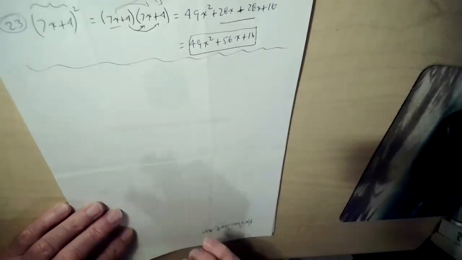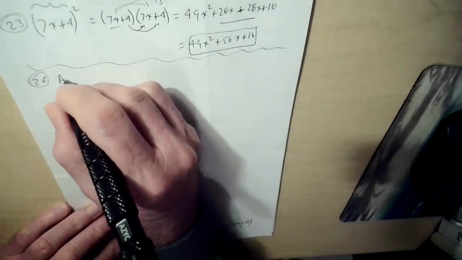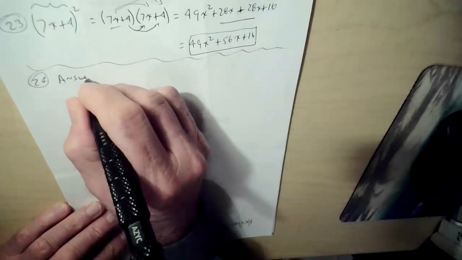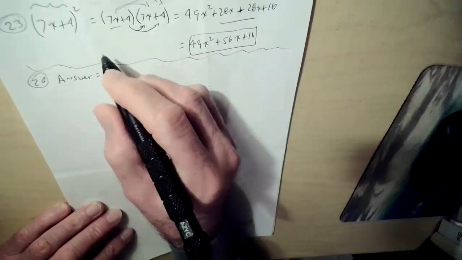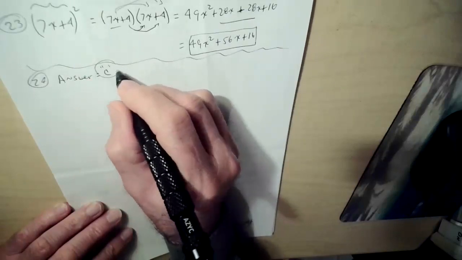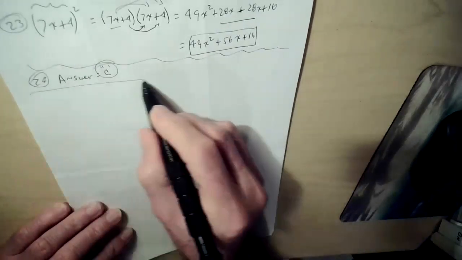24. Okay, 24 we did not do. I'm sorry, we just didn't have the time for it. And it's stupid anyway. So the answer to number 24 is C, I think.